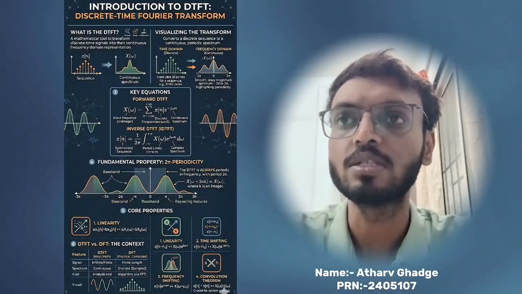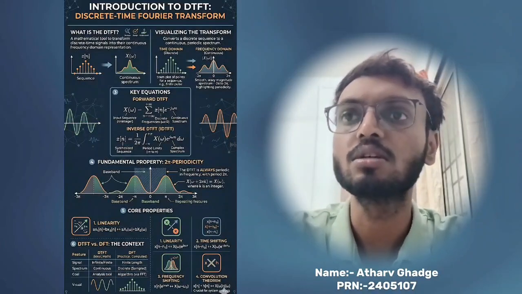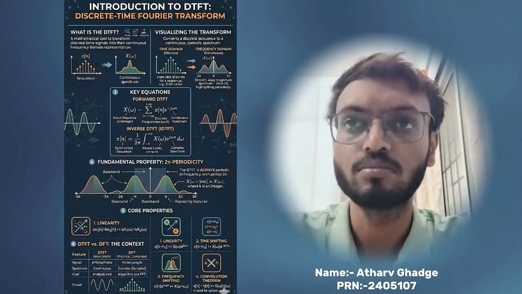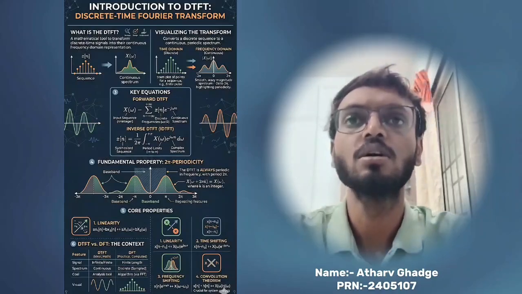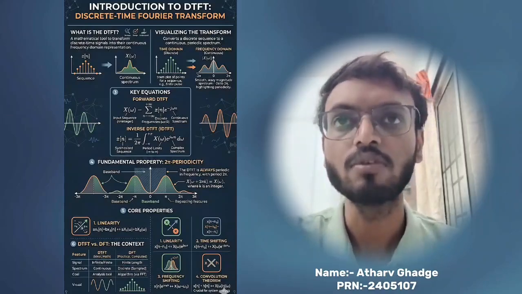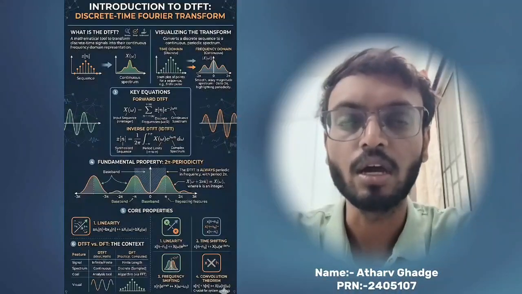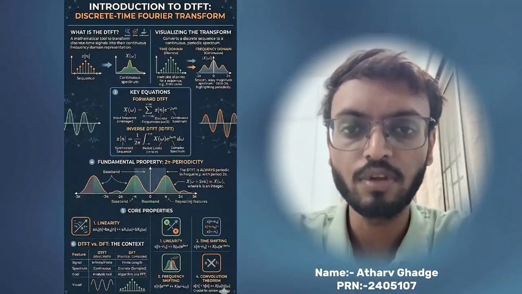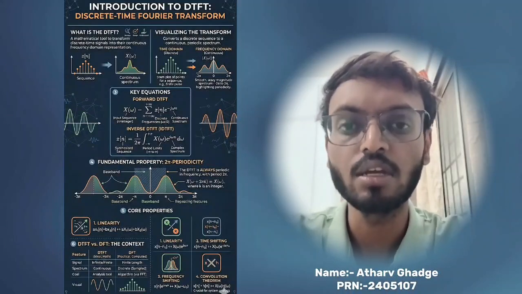Here you can see in the first image the plotting is sequential, and in the second picture you can see the continuous spectrum. For DTFT, the key equation is the forward DTFT: X of omega is equal to the summation from negative infinity to positive infinity of x of n e raised to minus j omega n.